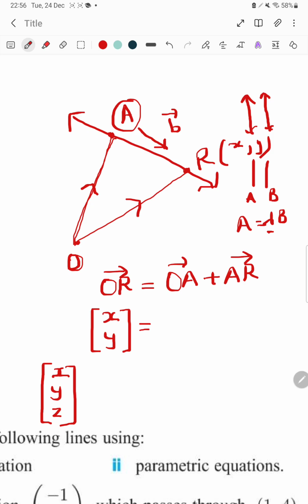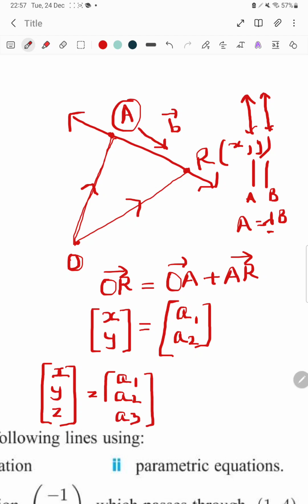Now A is a point which is given on this line. This piece of information will be given in the question. So if it's 2D, you can consider it as A1 and A2. And if it is in 3D, you can take it as A1, A2 and A3. There will be X, Y and Z components, and then plus AR.